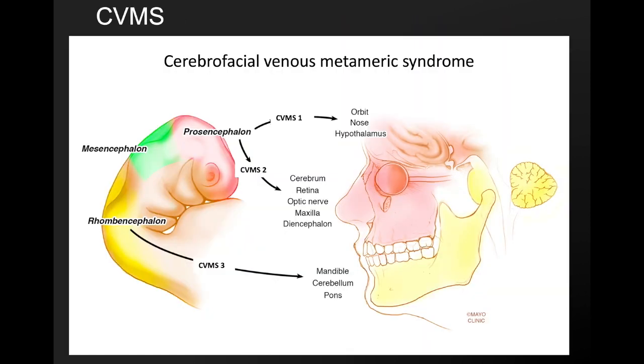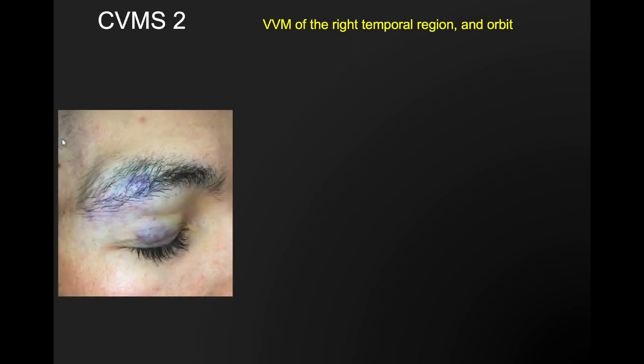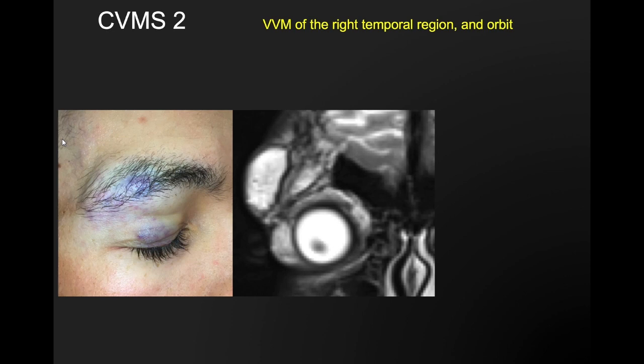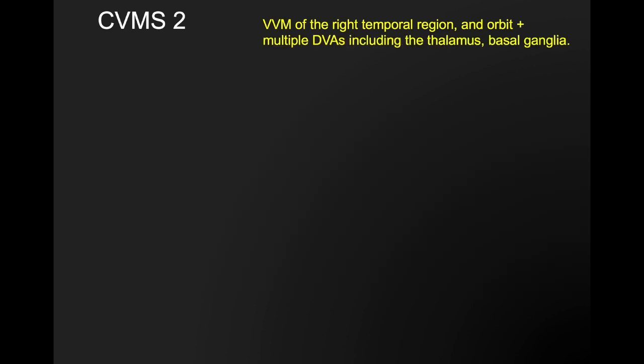So what happens is if you have some sort of mutation in, for example, one of the venous progenitor cells in a given metamere, you can have all sorts of venous abnormalities in all the tissues of the metamere, whether it's in the brain, whether it's in the bone, whether it's in the muscle, whether it's in the skin. So here's a patient that had a venous malformation in the right temporal region and orbit. And you can see that venous malformation here, and then you can see this hyperintense venous malformation in the right orbit. And then you can see it extends into the soft tissues as well.